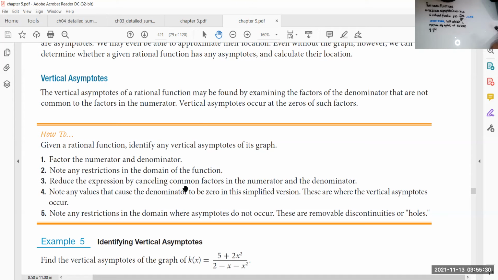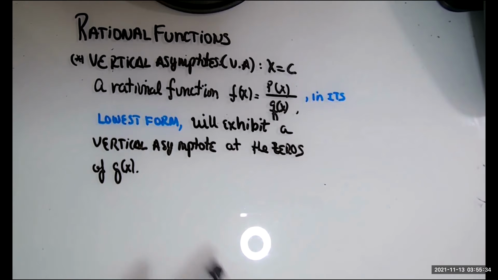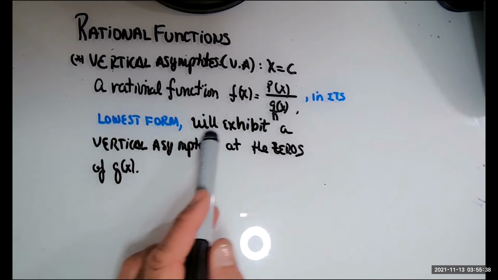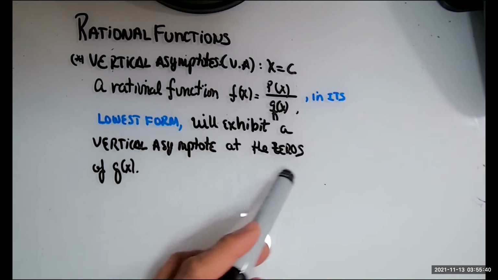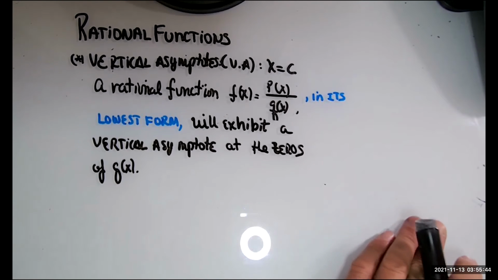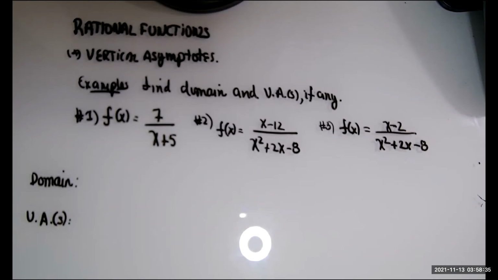Okay, so let me stop sharing the document. So this is my definition of vertical asymptote. It has to be in its lowest form, and will exhibit a vertical asymptote at the zeros of Q of x. Let's go ahead and do a couple of examples. Let's start with these 3 examples. Example number 1, f of x equals 7 over x plus 5. I would like to identify the domain and any VA, vertical asymptotes, if any.